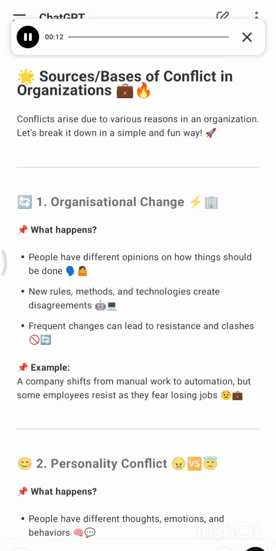1. Organizational change. What happens? People have different opinions on how things should be done. New rules, methods, and technologies create disagreements. Frequent changes can lead to resistance and clashes. Example: a company shifts from manual work to automation, but some employees resist as they fear losing jobs.